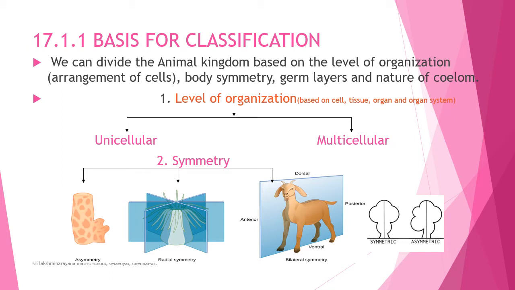Third one, bilateral symmetry. In bilateral symmetry, the body parts are arranged along a central axis. If the animal is cut through the central axis, we get two identical halves. Example, frog or goat.